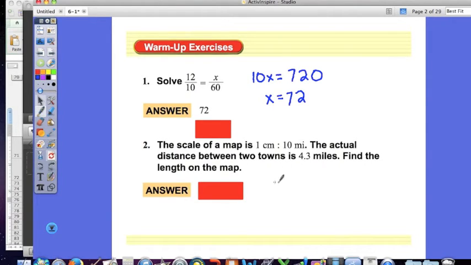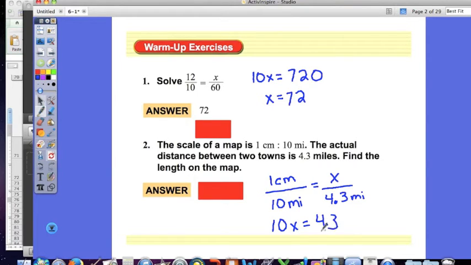Next one is a scale of a map. So once again, I'm going to use proportions, and I'm going to put 1 centimeter over 10 miles. I use the words as labels to help me understand that now this becomes 4.3 miles. So when I cross multiply, I get 10x equals 4.3. When I divide both sides by 10, I get x equals 0.43 centimeters.